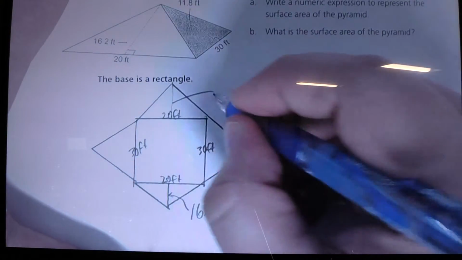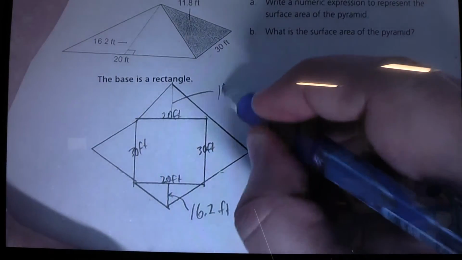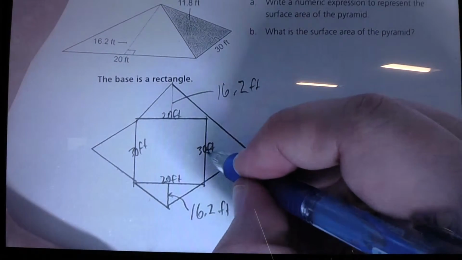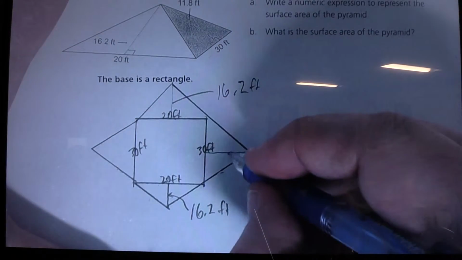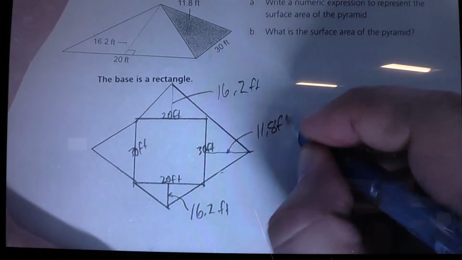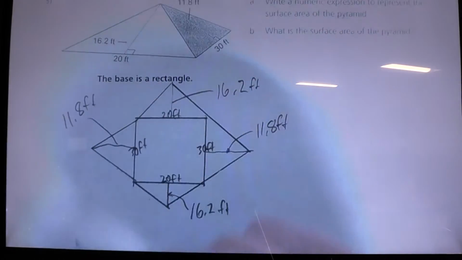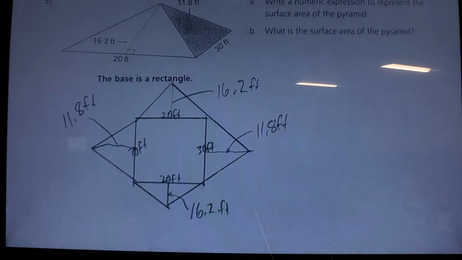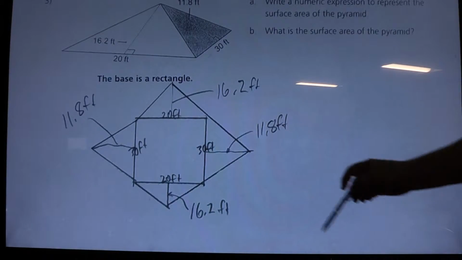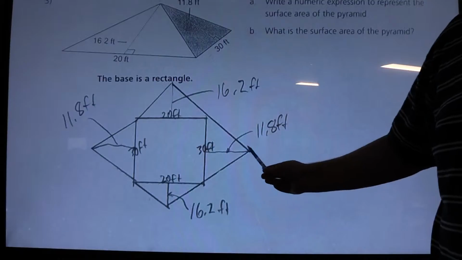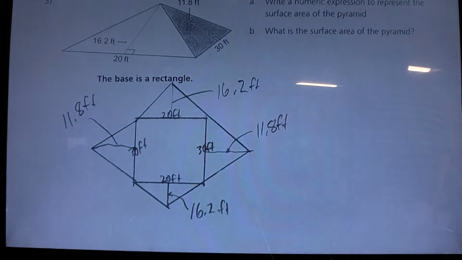So the base here, the height is going to be 16.2 feet. And the height here, it shows us, is 11.8 feet. So this is going to be 11.8 feet. By drawing my net, even though it's not drawn to scale, I can see right off that I have two triangles that are congruent, and I have these 2 triangles that are congruent. And I'm not going to leave anything out when I find these surface areas.